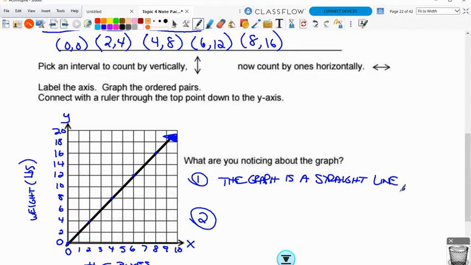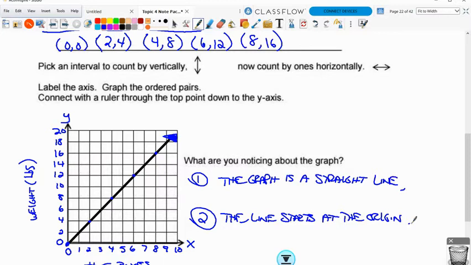And our second feature is where the line starts. And the line starts right here at this point, which from before was 0, 0, which is called the origin. So number 1, the graph is a straight line. And number 2, the line starts at the origin.